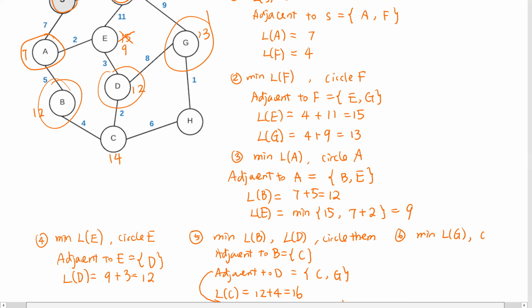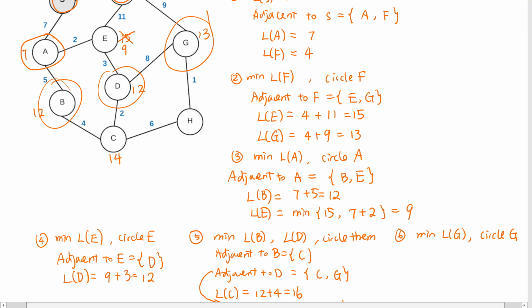So the minimum is LG. So circle G. This is a good example, because it illustrates what I mentioned. Even though you have a label for C, and it could be the shortest path, because it's not the minimum among those uncircled vertices, you have to continue the process until you show that LC is minimum.